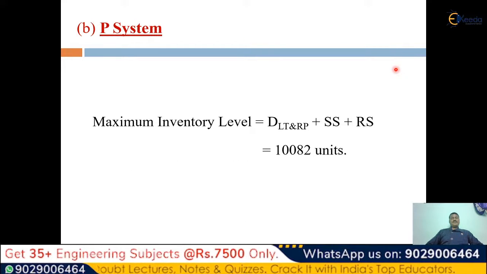Hence, finally, the maximum inventory level or MIL is given as the demand plus safety stock plus the reserve stock, which is 10,082 units. So, the maximum inventory which we can hold over here is 10,082 units.